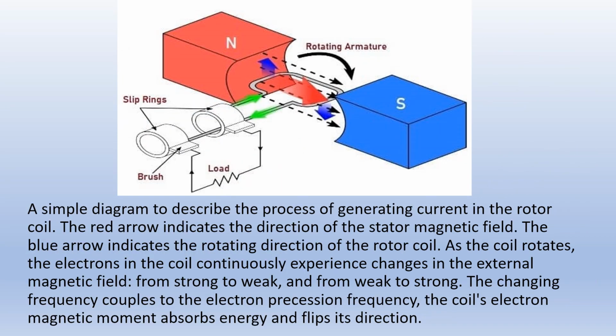A simple figure to describe the process of generating current in the rotor coil. The red arrow indicates the direction of the stator magnetic field. The blue arrow indicates the rotating direction of the rotor coil.